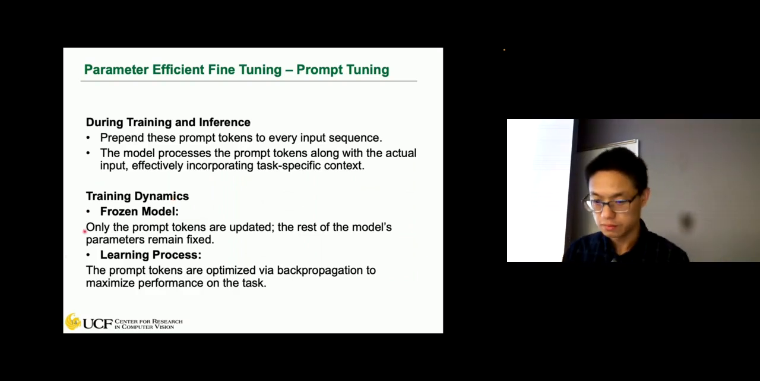Again, prompt tuning is very similar to prefix tuning. The majority of the model is kept frozen, there are no weights updated, and only the gradient will backpropagate through these prompt tokens. So hopefully, through this small number of prompt tokens, the representation will be able to adjust to some downstream specific applications.